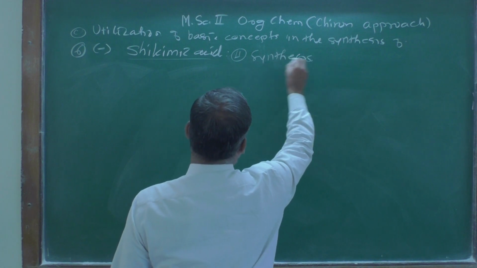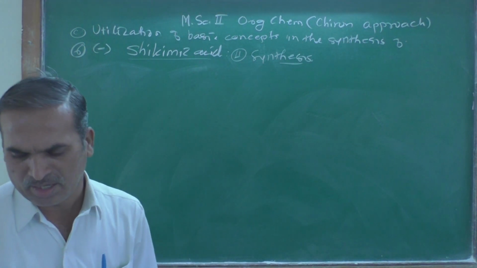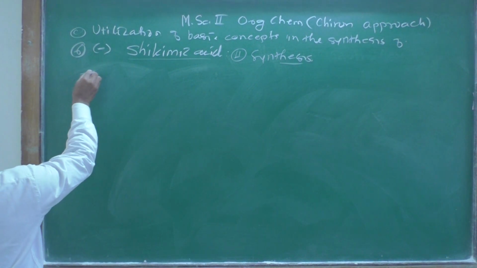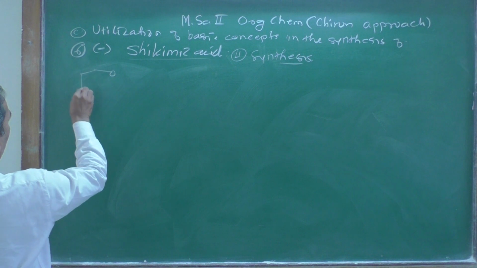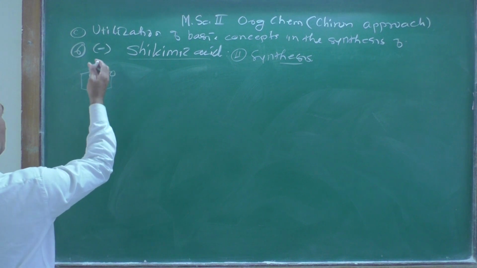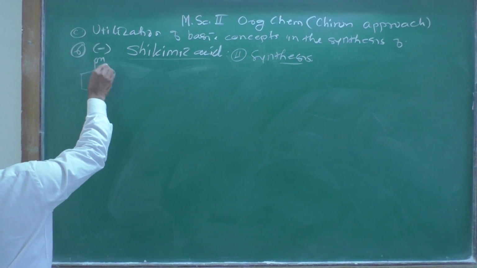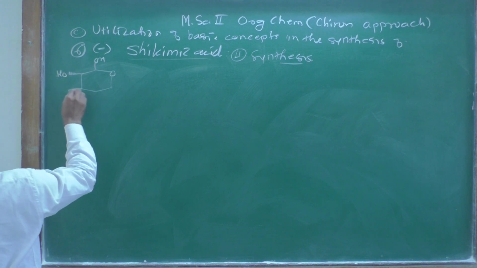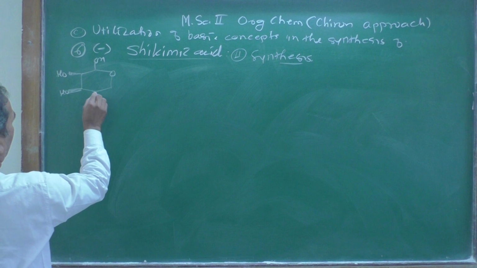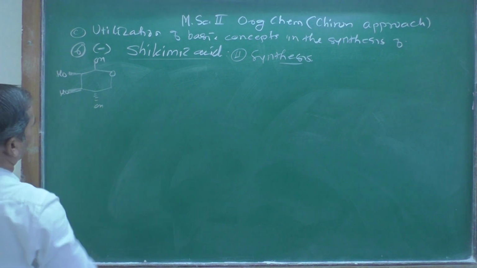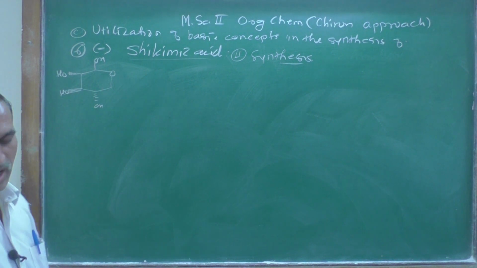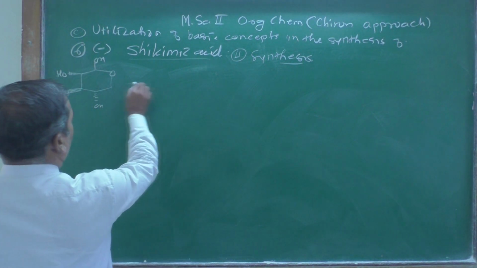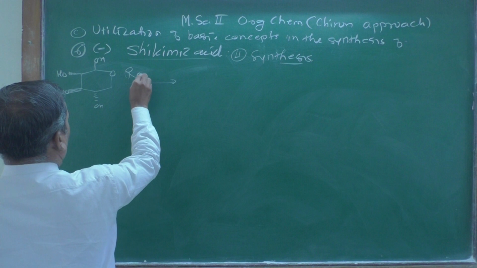Synthesis. As we know, the starting material is arabinose. Here is the oxygen atom, a 6-membered ring. Here is a hydroxy group. This hydroxy group is above the plane, this hydroxy group is also above the plane, and one of the hydroxy groups is below the plane. This is D-arabinose, and this is further treated with Raney nickel, right?